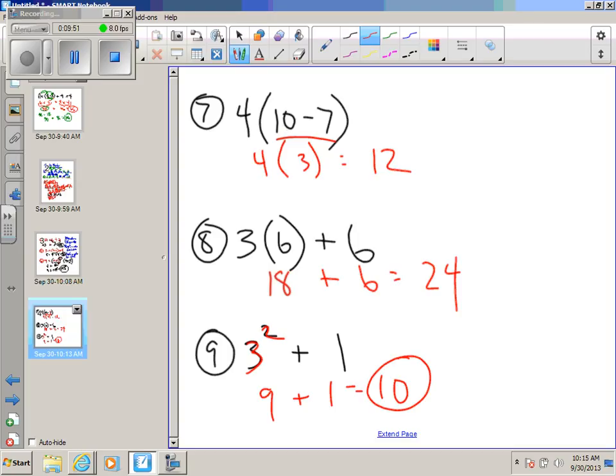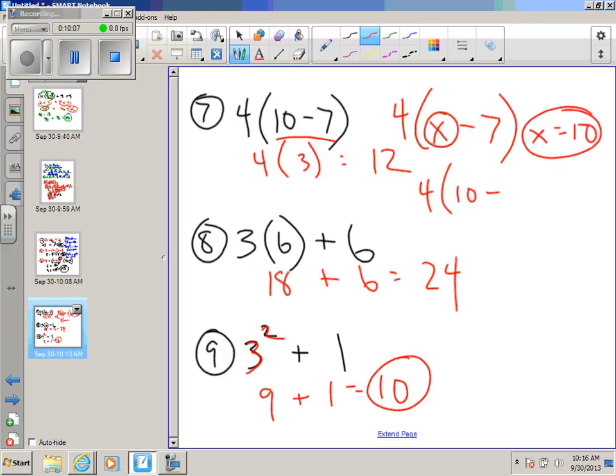Because it says 4. Here's what the problem is, right? When you start off, and they tell us that x is equal to what? So where I see x, I'm going to now put a 10. They tell me that x is equal to 10. So I'm going to go ahead and subtract 10 minus 7. That's where I get my 3. I'm going to multiply it to the 4.